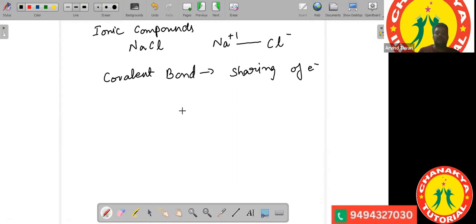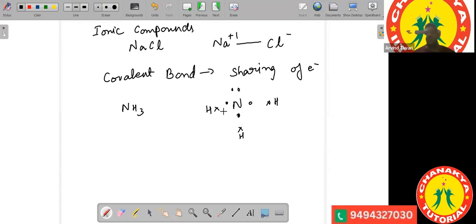Like this, suppose we see the formation of ammonia, NH3. Your nitrogen has 5 electrons in the outermost shell and it requires 3 electrons. So this nitrogen shares its three electrons with the 3 hydrogen like this.